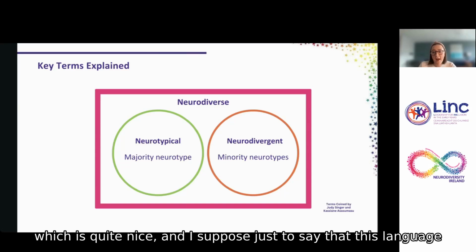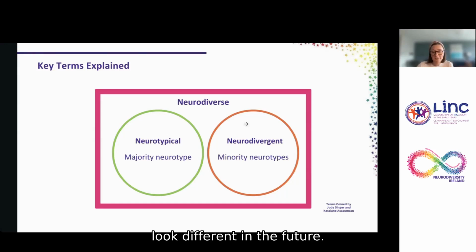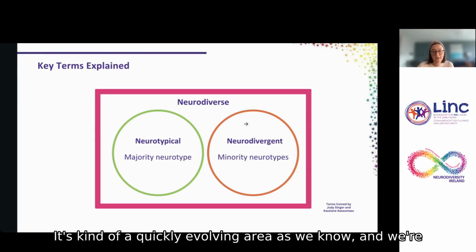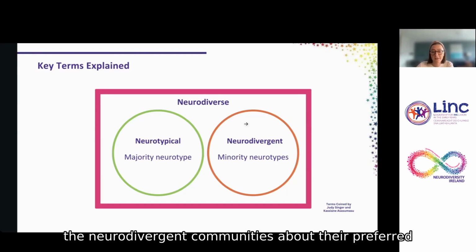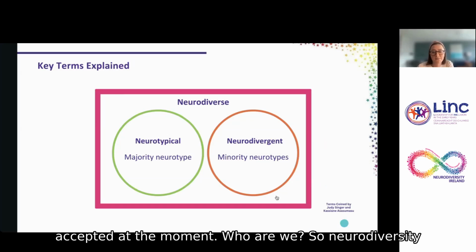Some people also like to say neurodistinct, or lots of adults now are calling themselves neurospicy or spicy, which is quite nice. And I suppose just to say that the language you'll hear me use today is widely accepted at the moment, but this might look different in the future. It's a quickly evolving area, as we know, and we're learning more and more from the neurodivergent communities about their preferred language. So perhaps this will look different in the future, but this is accepted at the moment.